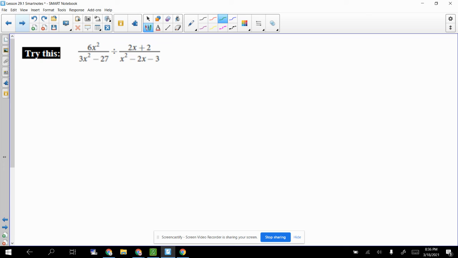So in this one, we have 6x squared over 3x squared minus 27, and then that divided by 2x plus 2 over x squared minus 2x minus 3. So the first thing I want you to do is your skip, flip, multiply. That way you won't forget.